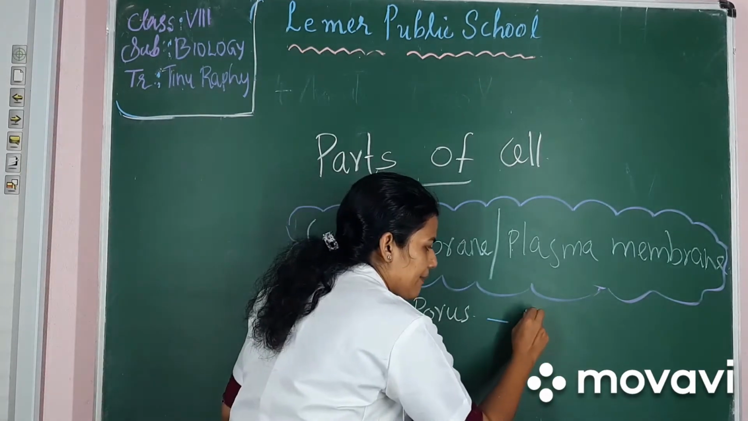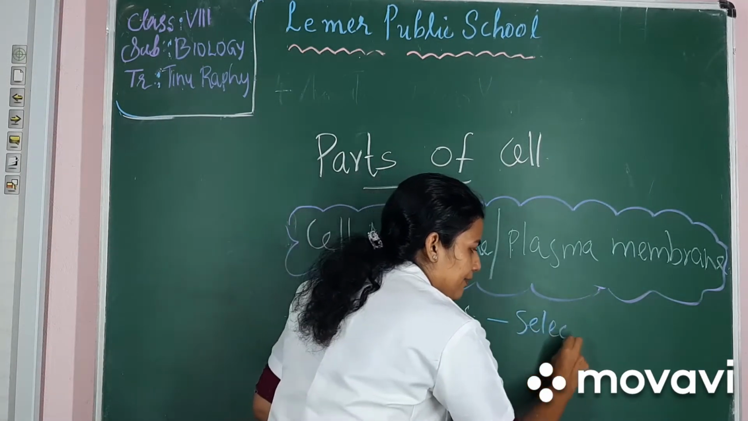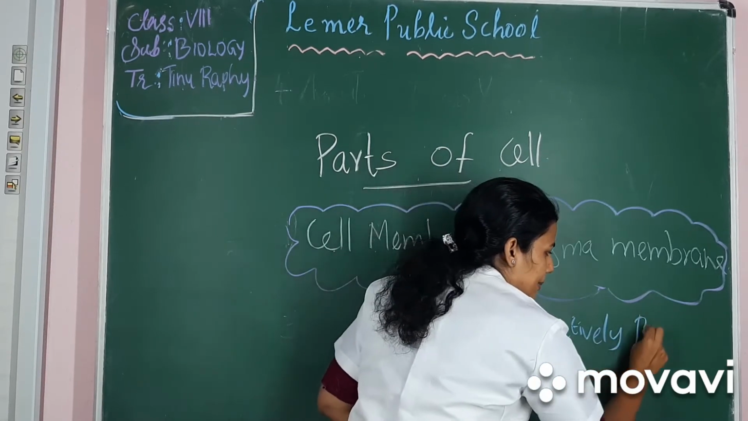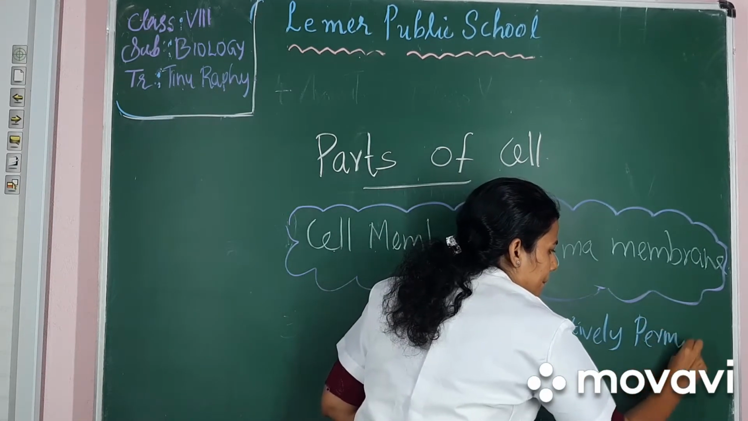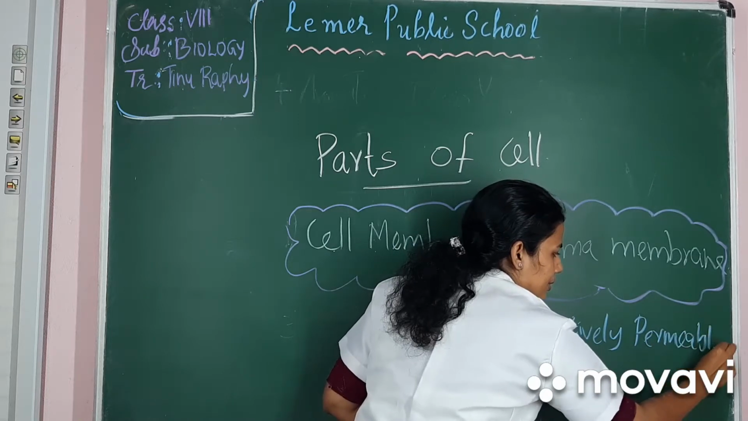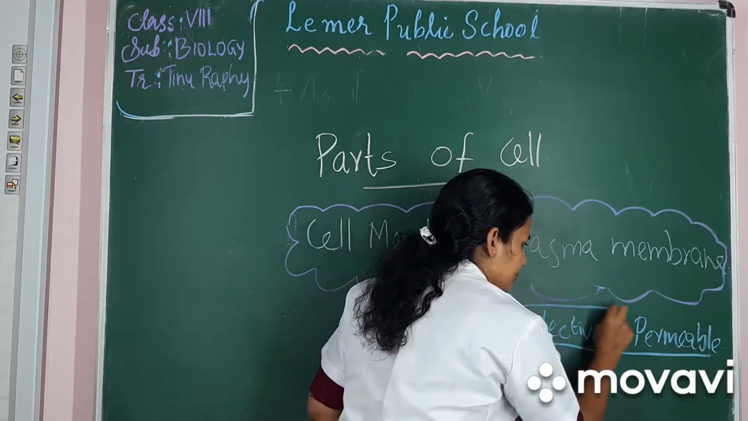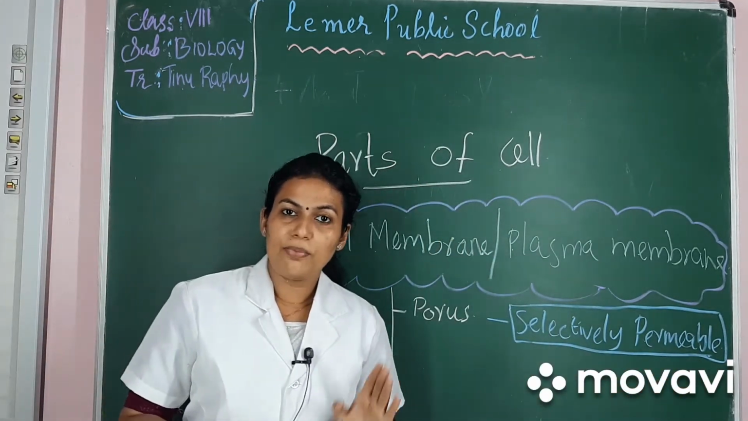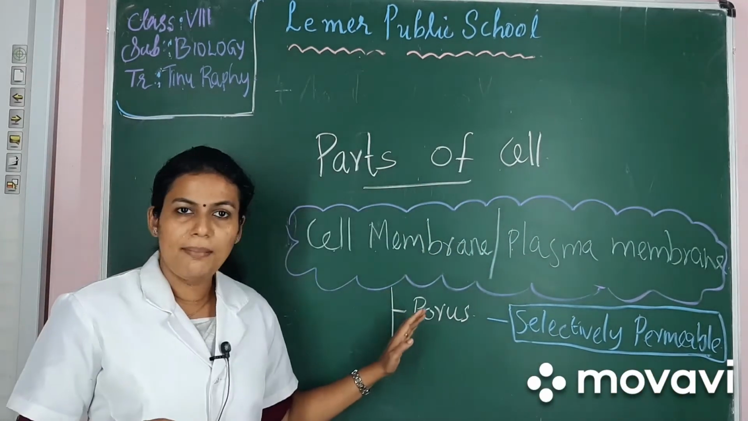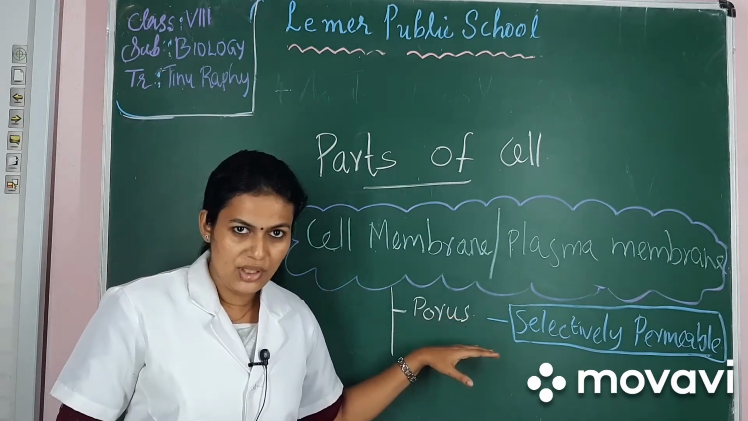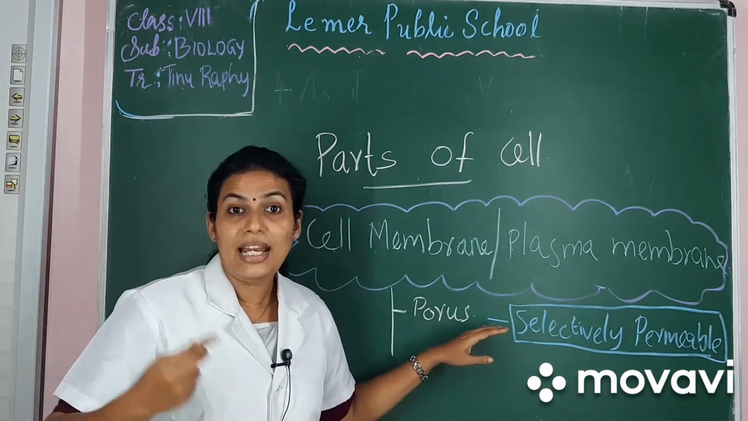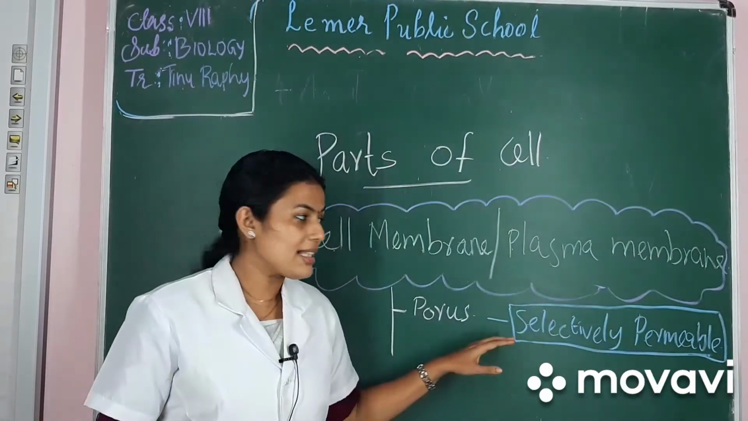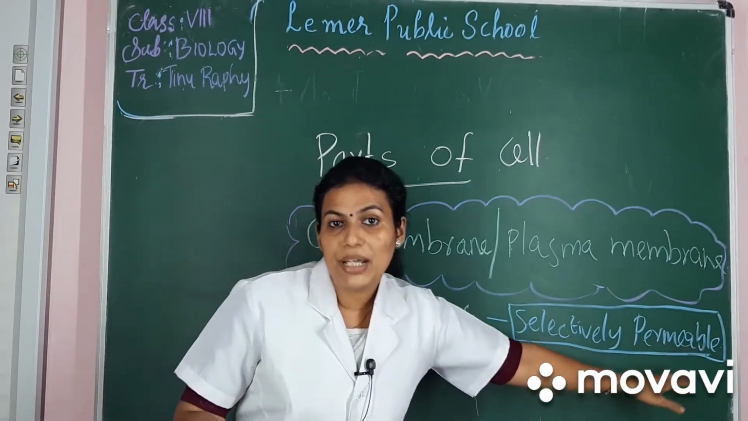Plasma membrane is selectively permeable. So the first function of plasma membrane is porous in nature. That means it allows entry and exit of selected substances only. Hence it is considered as selectively permeable.